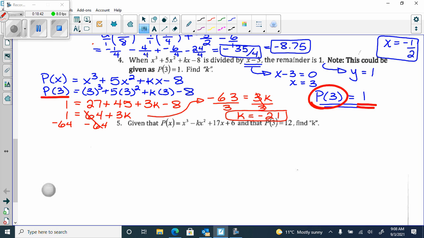Okay, you guys are going to try number 5. We're given that p of x equals this. I'm asking you, what was the factor if this is 3? What would the factor have been? This would have been x minus 3. And what else could they have said instead of putting the 12 here? The remainder is 12.